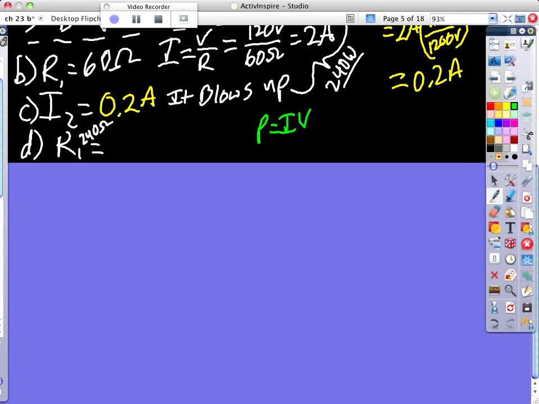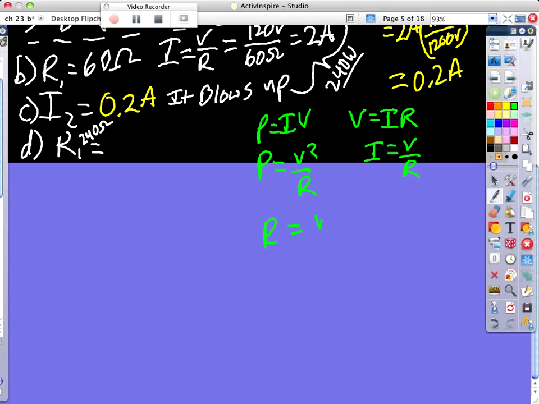But to change the power, what do we have to change? The current. And what we know here is V is IR, right? So I is V over R. Therefore, and we knew this already, R is equal to V squared over P.